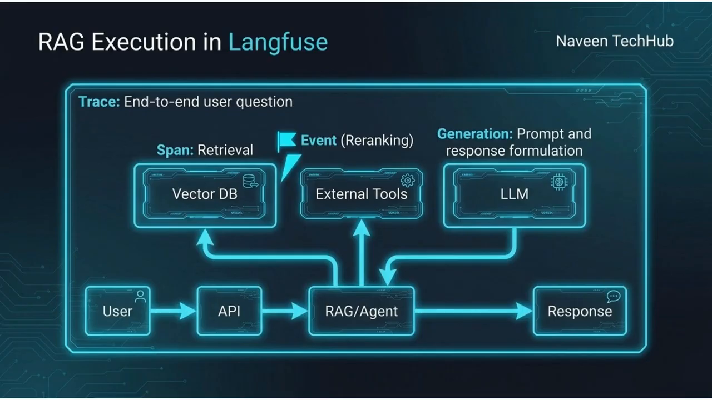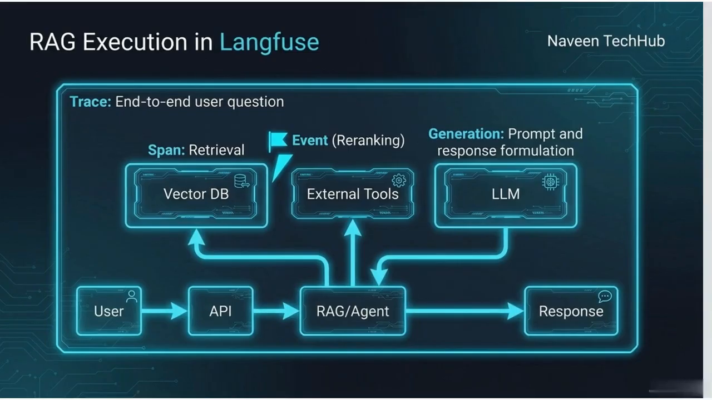The important idea here is correlation. Instead of checking vector database logs in one place, tool logs somewhere else, and model logs separately, Langfuse allows us to connect these operations under the same end-to-end trace. That is what makes debugging an AI application much easier.